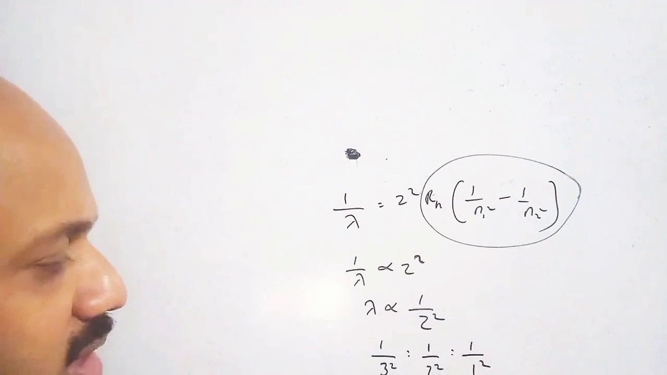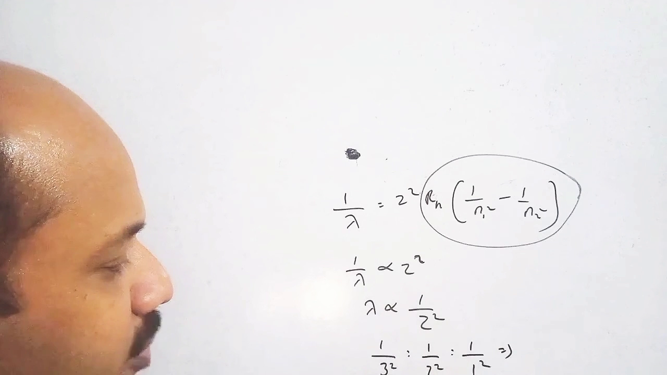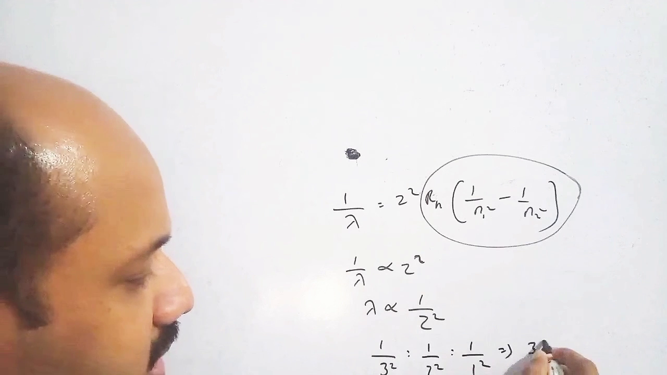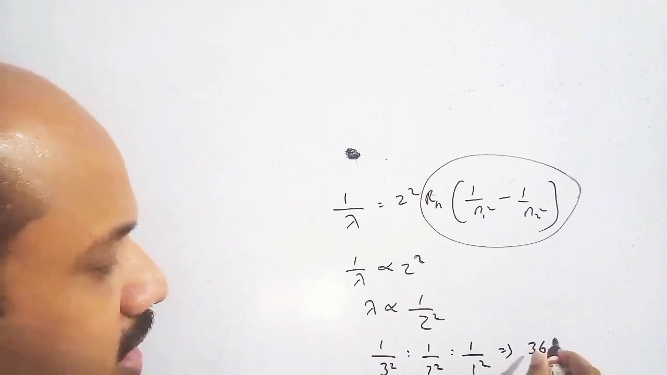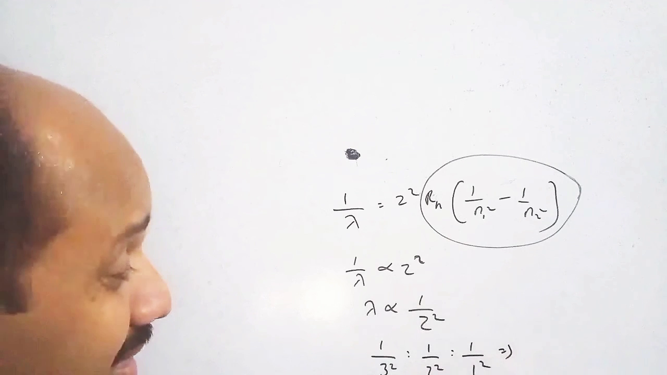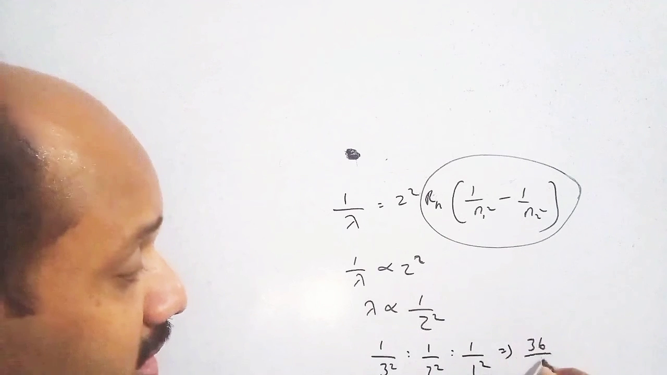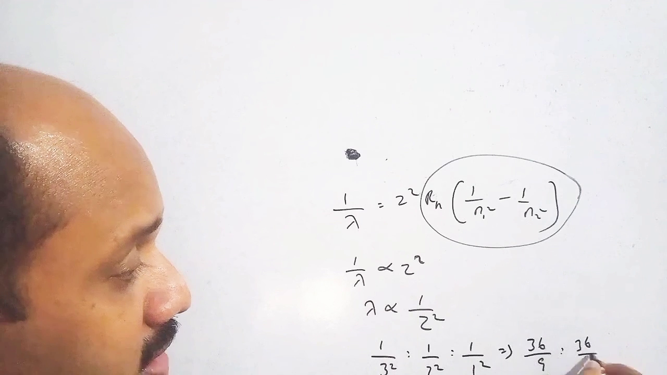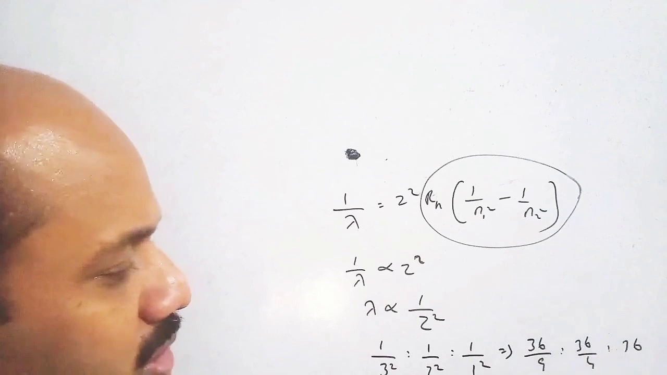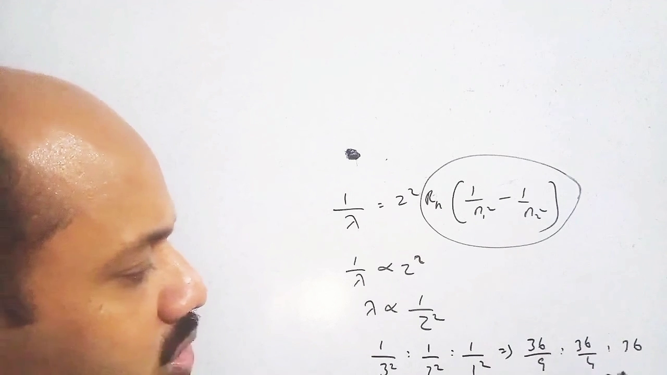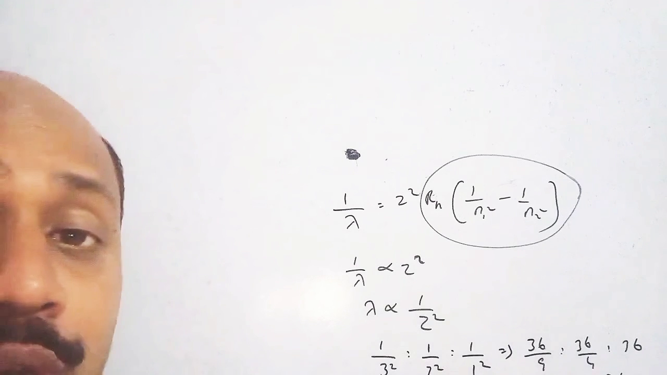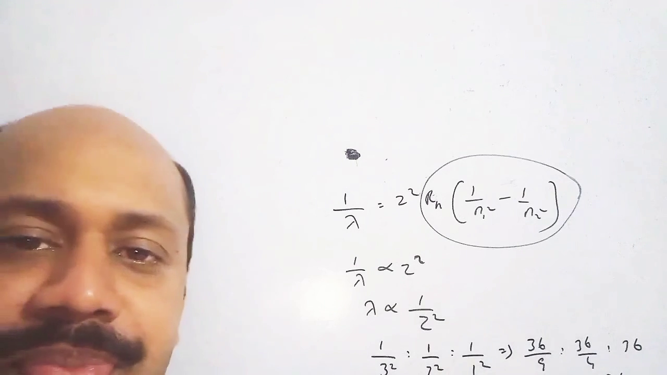Yes. To get the whole number, better to multiply it with 36, right? Now it is 36. Multiplying with 36: 36 by 9, 36 by 4, 36. Therefore, the ratio is 4 is to 9 is to 36. The ratio is 4 is to 9 is to 36, option 3.